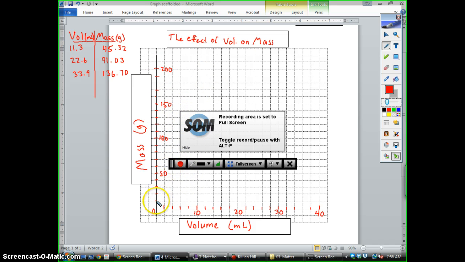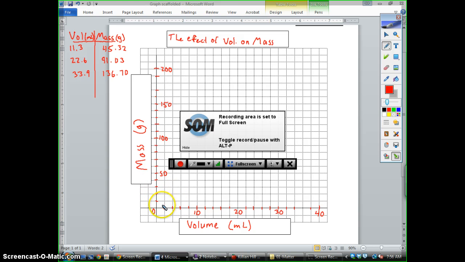Okay, but I make sure that each of those blocks matches or is equal to the same thing. Okay, I can't go like 10, 20, 40, 80, 100, where each of those blocks represents a different amount. Each one of those has to represent the same amount.